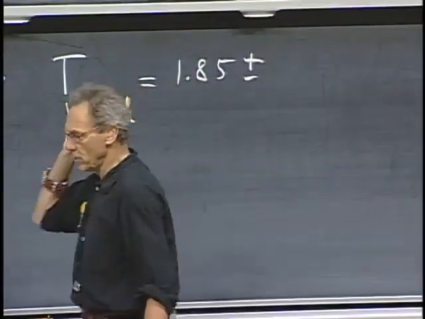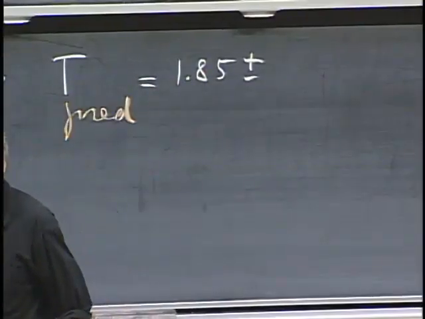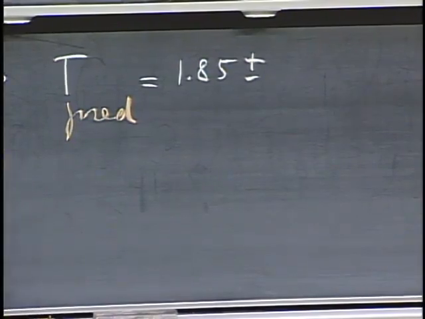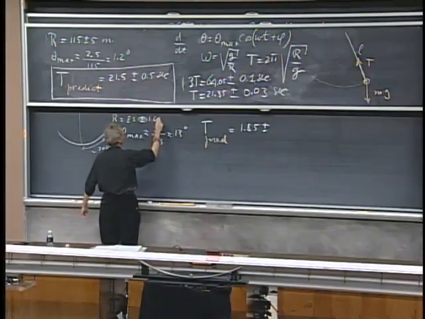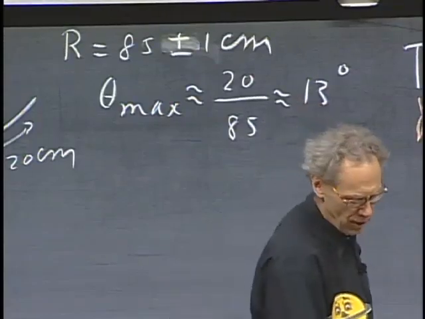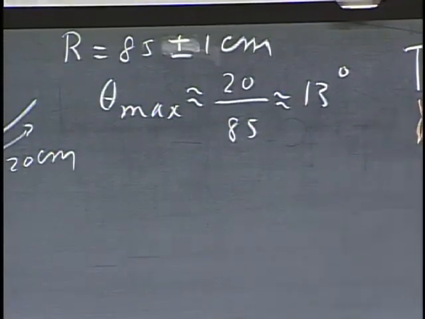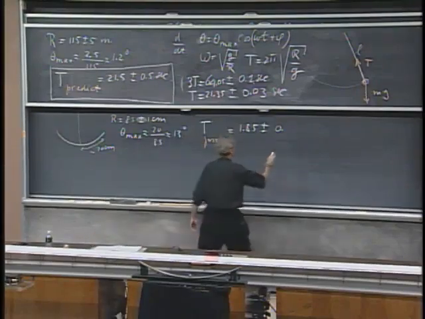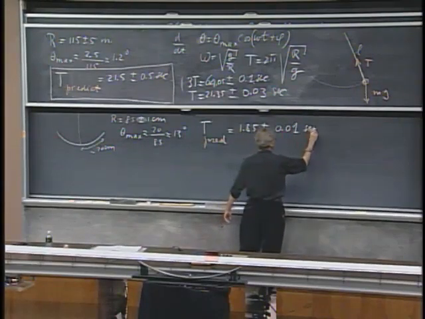The uncertainty of this radius is, of course, not very large, but we are not certain about the radius to about 1 centimeter. So it's 85 plus or minus 1 centimeters. So that's about a 1.2% error. And so the error then in the prediction will be 0.6%. It's about 0.01 seconds. So this is my prediction.